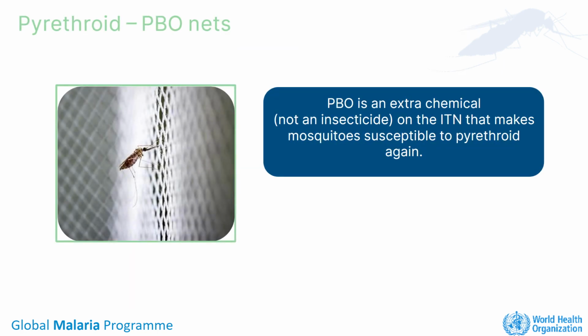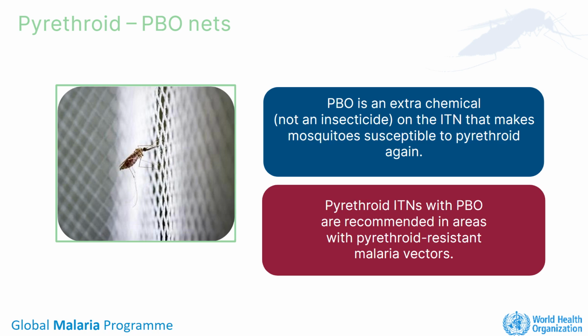As just mentioned, WHO now recommends that a new type of ITN be used in areas with insecticide resistance. These ITNs still include a pyrethroid insecticide, but have an additional chemical called PBO that can make mosquitoes susceptible to the insecticide again. PBO is not an insecticide, but another chemical called a synergist that blocks the resistance mechanism that the mosquito has developed. This type of net is called a pyrethroid PBO net.